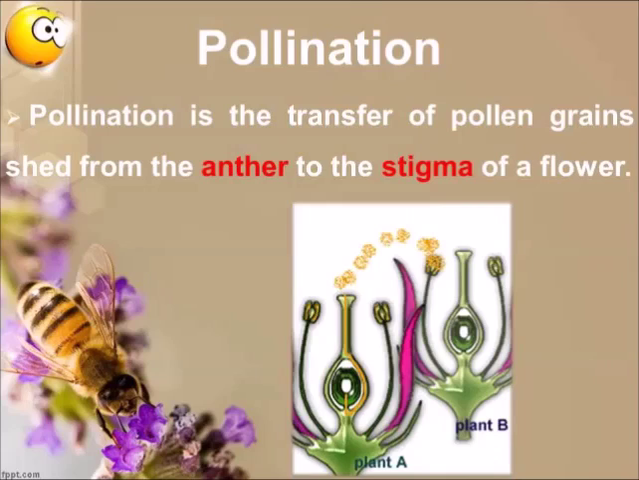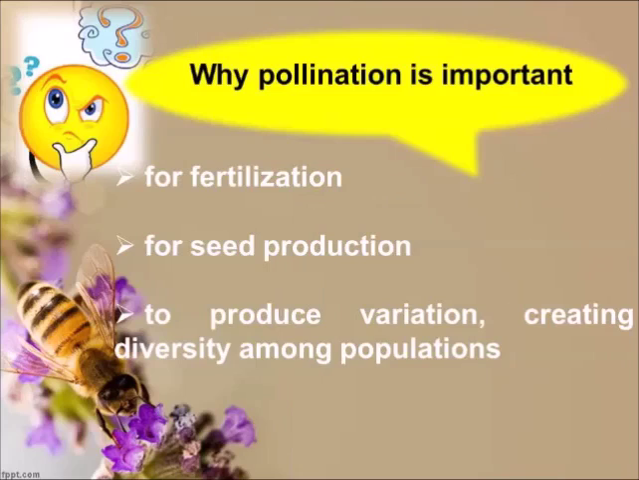So, what is pollination? It is simply defined as the transfer of pollen grains from the anther to the stigma of a flower. By now, you must be well aware of the different structures of a flower like anther, stigma, style, ovary, ovule, etc. Now, you must be wondering what is the need for pollination, or why pollination is important, or what role pollination actually plays in the life cycle of a plant.